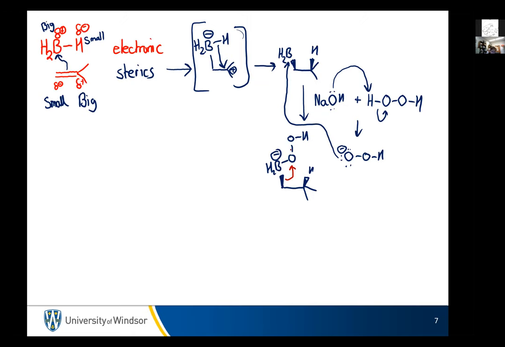That oxygen has a really, really weak bond attached to it, and that's the oxygen-oxygen bond. There's a reason why peroxides blow up. It's because that oxygen-oxygen bond is really weak and is quite easy to detonate.